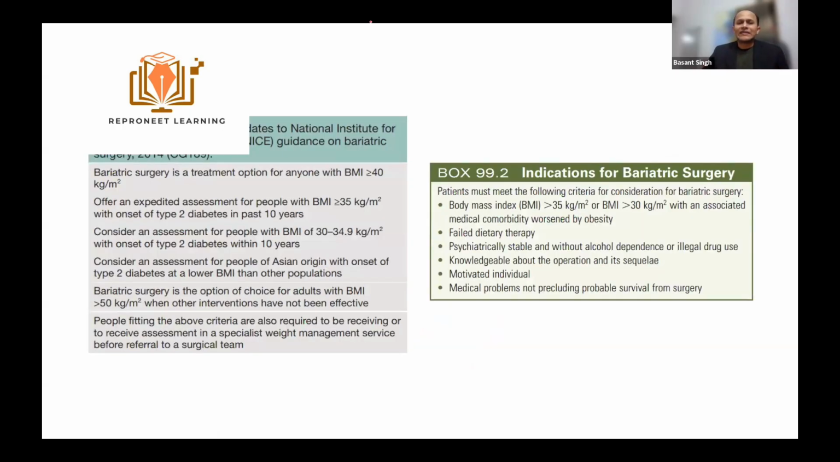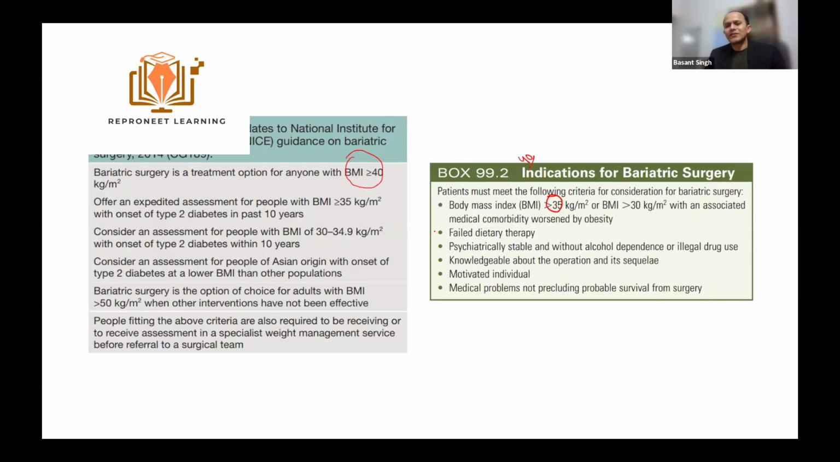So this was the earlier NICE guideline from 2014, but now you have all these new guidelines. So a BMI of more than 35, or a BMI of more than 30 with an associated medical comorbidity. Earlier this was 40, if you read the previous guidelines. But anyone with a BMI of more than 35 goes for surgery, and a BMI of more than 30 with a comorbid illness goes for surgery. In Asian patients, again, the BMI cutoff is slightly lower.